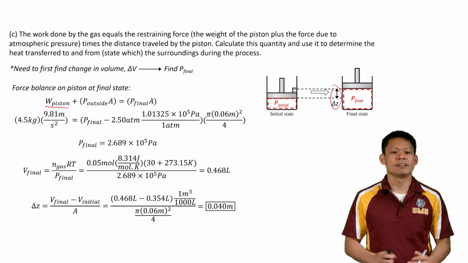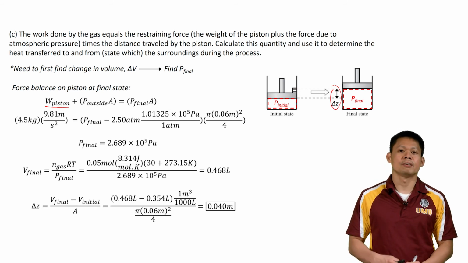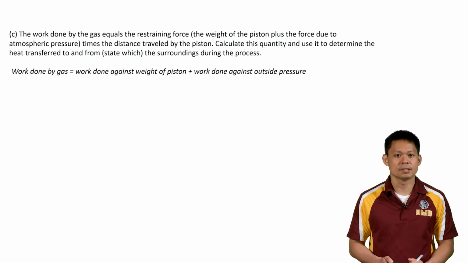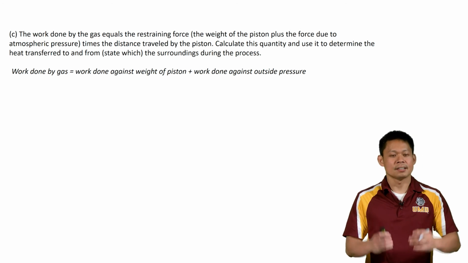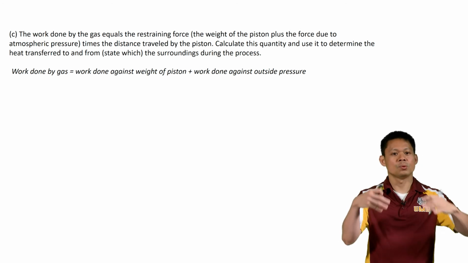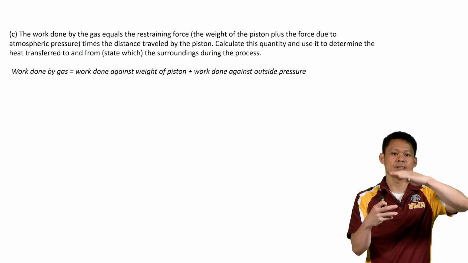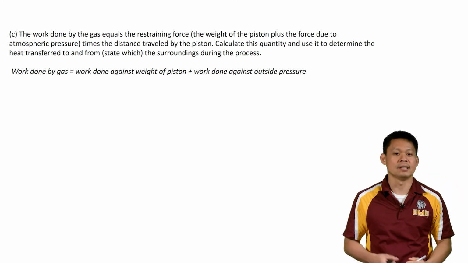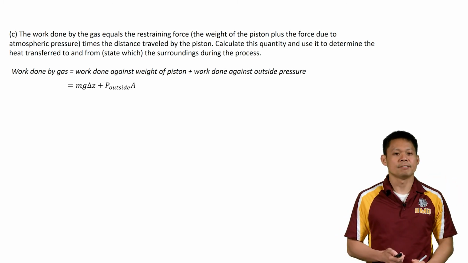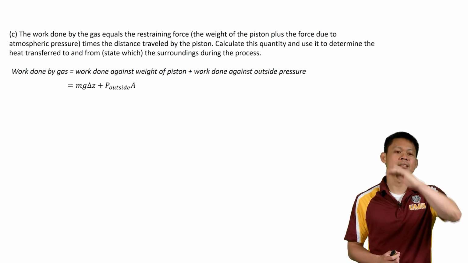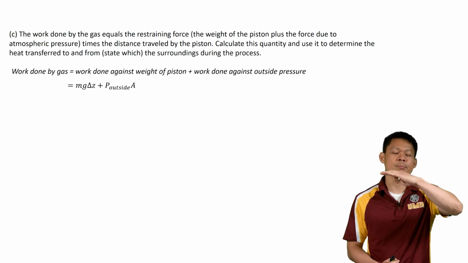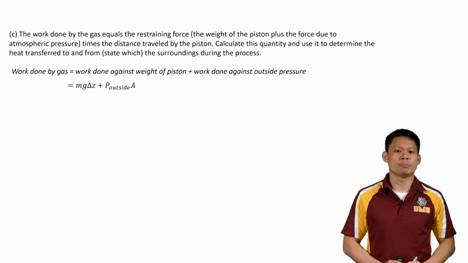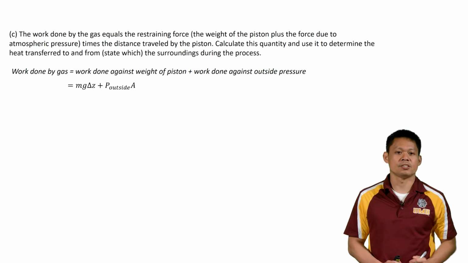All right, so now we have calculated the delta Z. We want to calculate this work done. We said that the work done is equal to the force times the distance moved. So the work done by the gas, as it's expanding, what is it doing work against? It is doing work against moving this piston upwards, which has some weight, and doing work against the pressure that's pushing it down. Writing it in equation form, the work done against the piston is the weight of the piston multiplied by the distance this piston has moved. And the work done against the outside pressure is the pressure multiplied by the cross-sectional area.